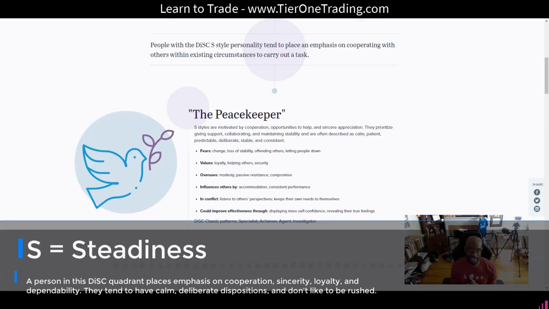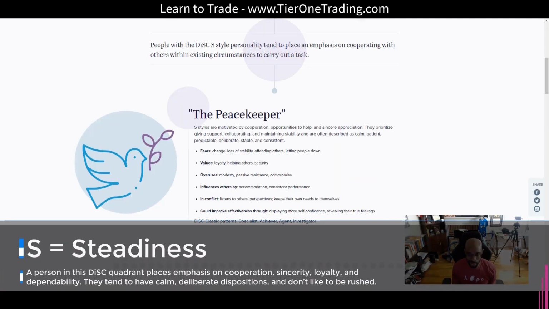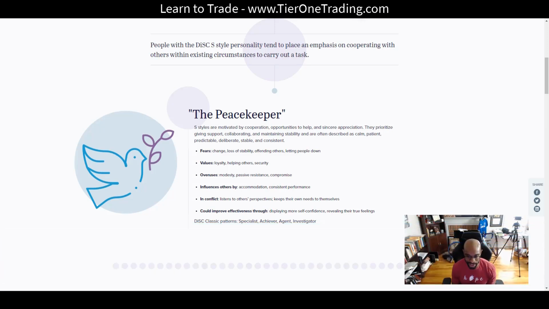Next is going to be the S, steadiness. S styles are motivated by cooperation, opportunities to help, and sincere appreciation. They prioritize giving support, collaborating, and maintaining stability, and are often described as calm, patient, predictable, deliberate, stable, and consistent. You can see a lot of those words right there probably jumping out to you. This is trading, right? Predictable, deliberate, stable, consistent. Those are all really beneficial for trading because ultimately that's where we want to get to.